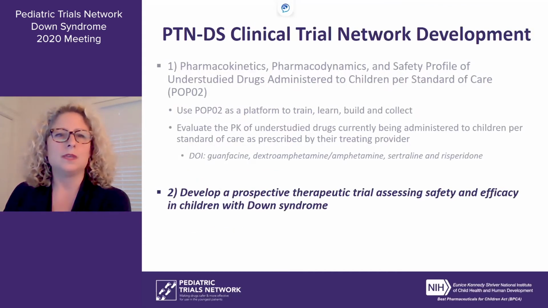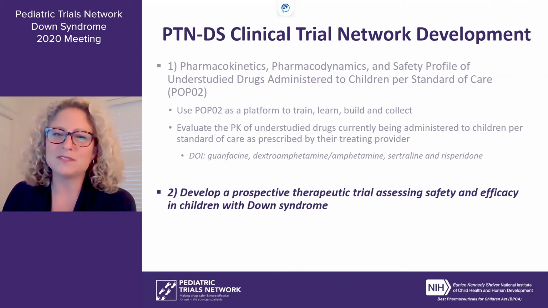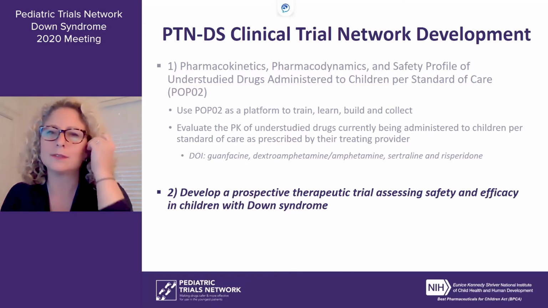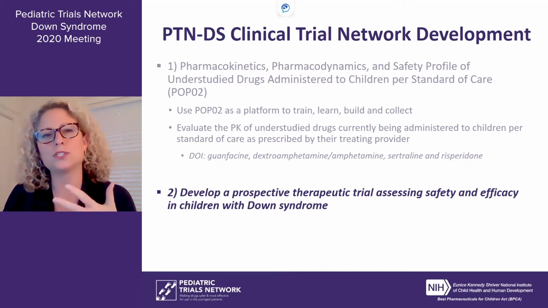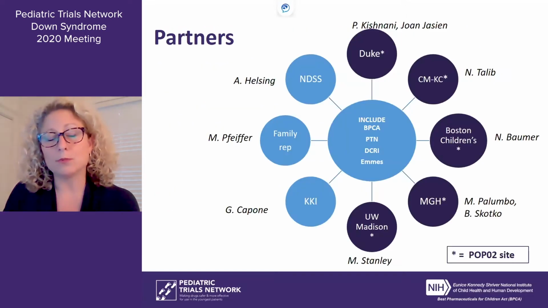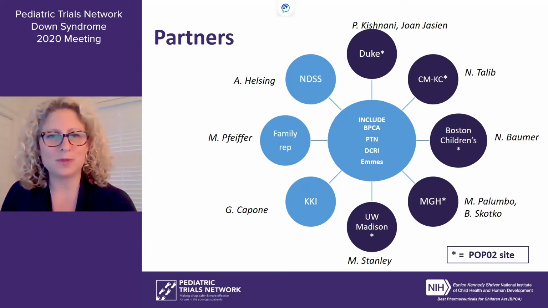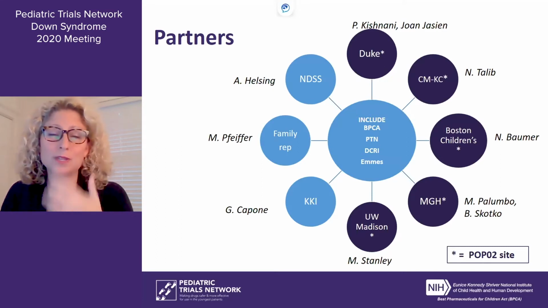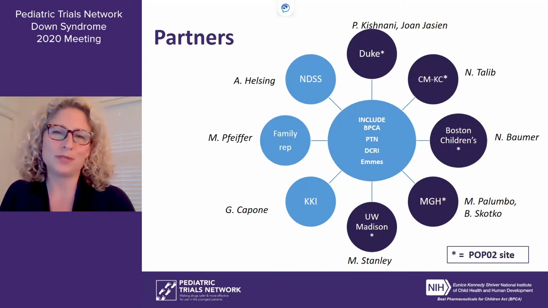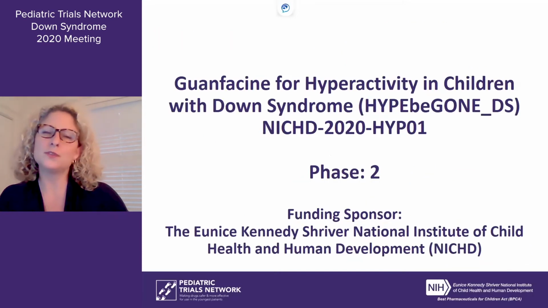So just to refresh, this is the prospective therapeutic trial that we are developing to assess safety and efficacy of a therapeutic agent in children with Down syndrome. So this is the second component of what we are developing to work towards this clinical trial network for children with Down syndrome. And I'd really like to put a huge shout out to the thought leaders from various different backgrounds who have all worked with us tirelessly on this protocol, as well as our collaborators at MS and the leadership at Include and the DCRI, who have been so instrumental in developing this protocol. So thank you.